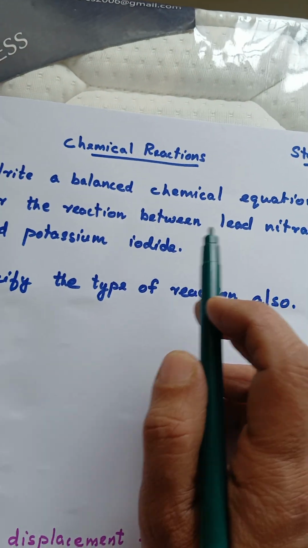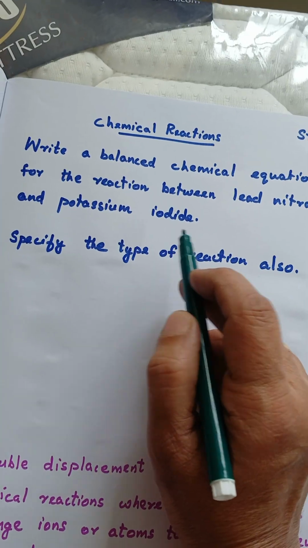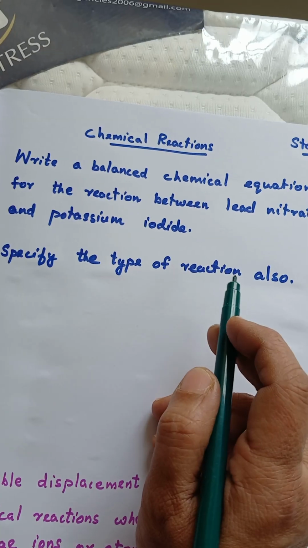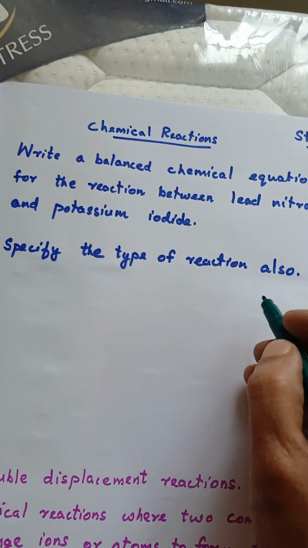Write a balanced chemical equation for the reaction between lead nitrate and potassium iodide. Specify the type of reaction also. So the reaction between lead nitrate and potassium iodide.